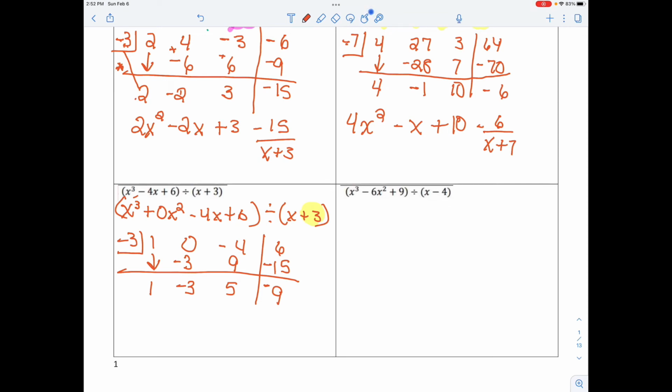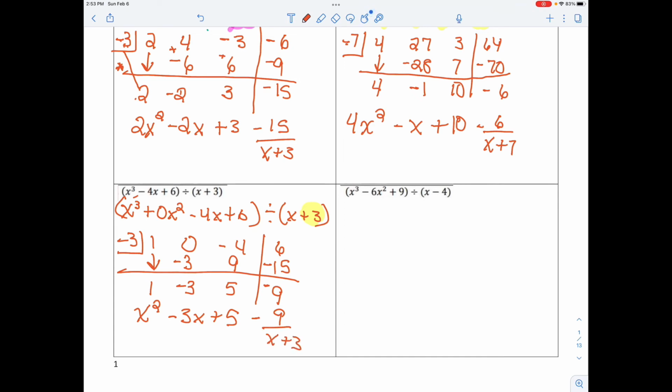We're adding those together. Why does that not seem right to me? 6 minus negative 9 is 15. Okay, so again, we're going to drop. So this becomes x squared minus 3x plus 5, and then negative 9 over x plus 3.